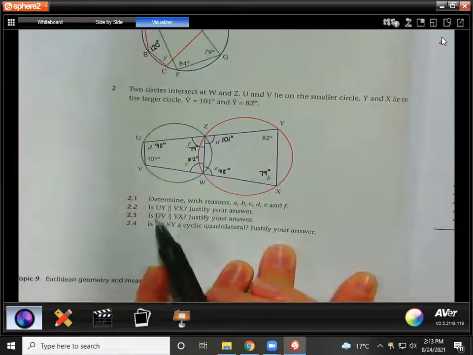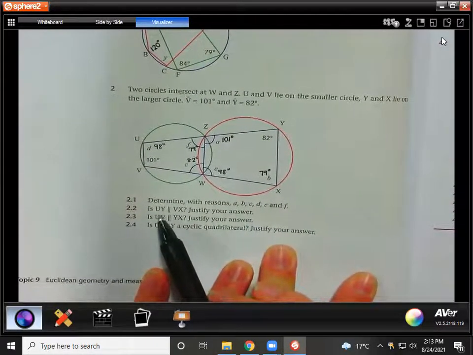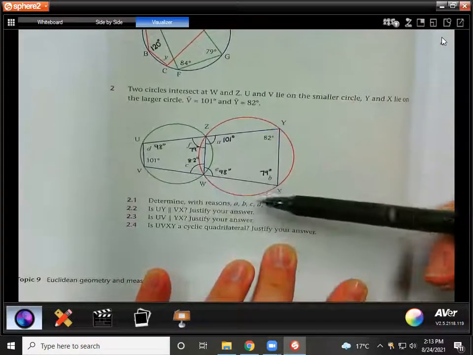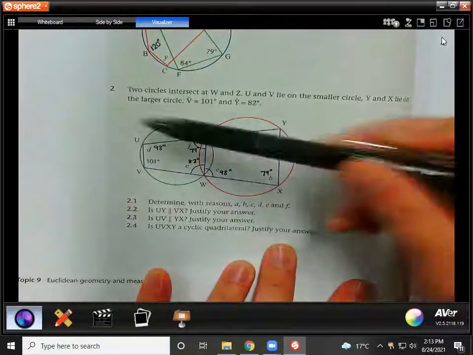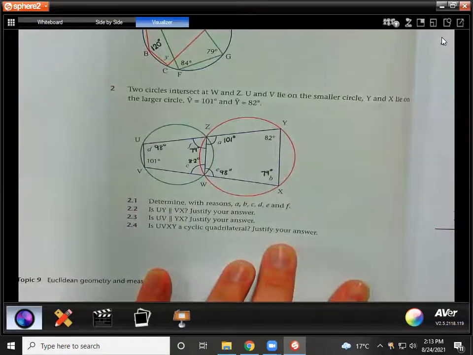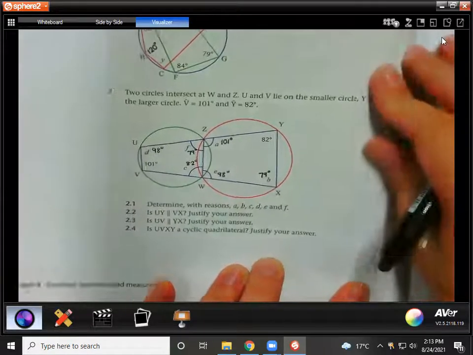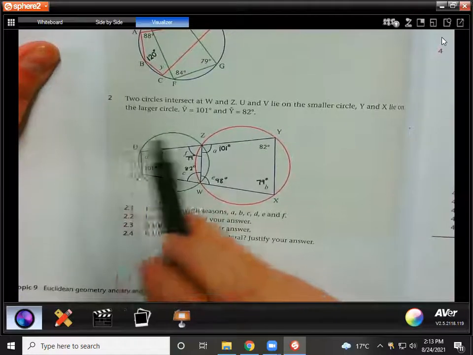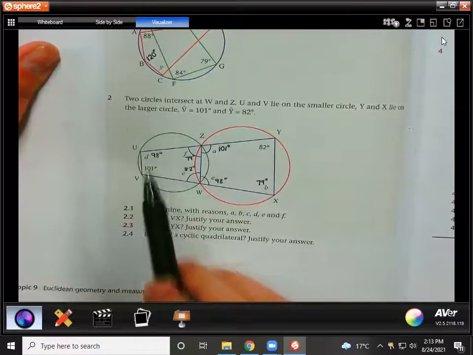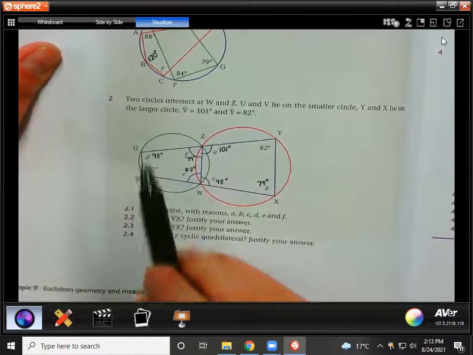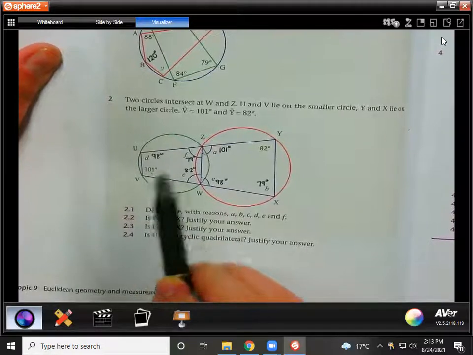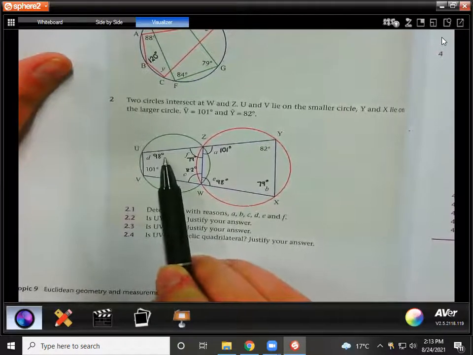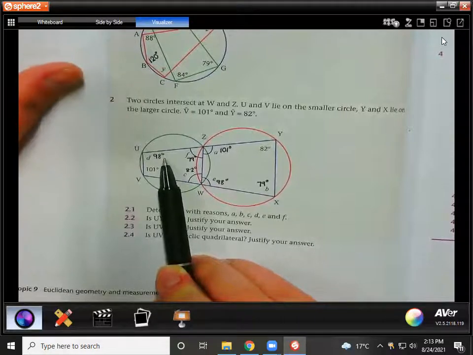2.2, they're asking, is UY parallel to VX? So UY is this line here. VX is that line there. We can clearly see that they don't look like they're parallel, but that's not enough, all right? We have to actually have mathematical reasons. So what I would try and do immediately is I would check whether co-interior angles add up to 180, right? And do we see that they very clearly don't? 101 plus 98 is 199, right? Not 180 degrees.